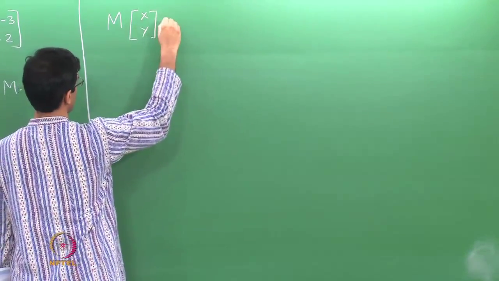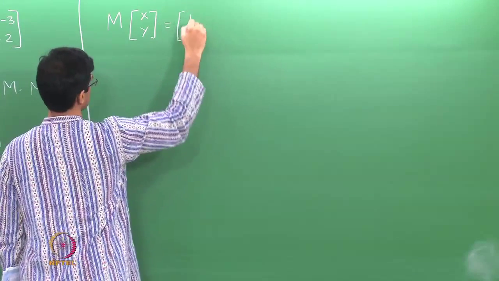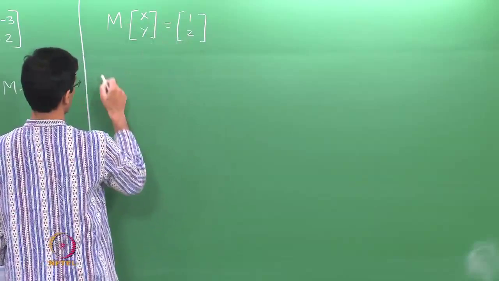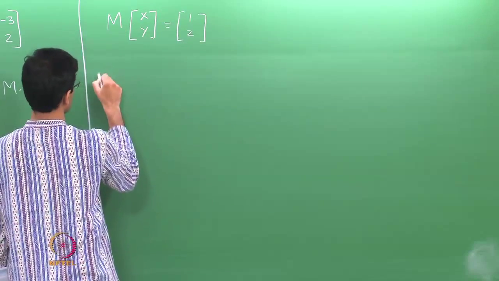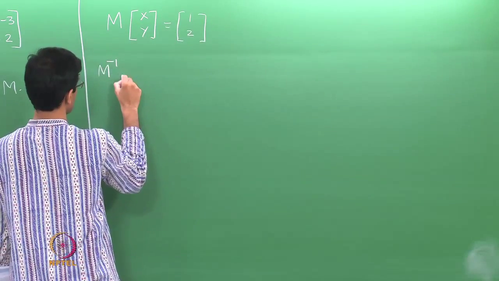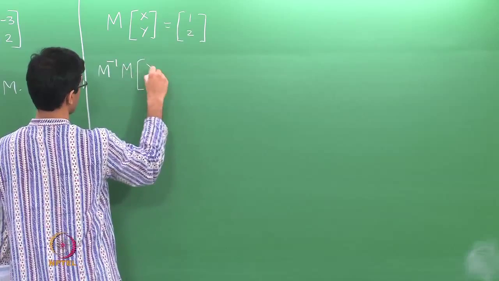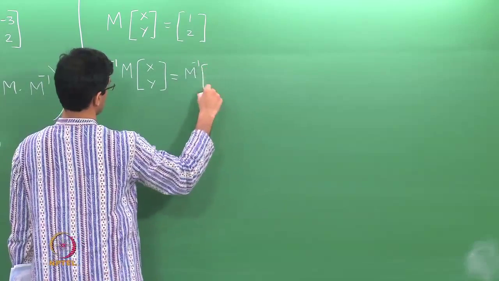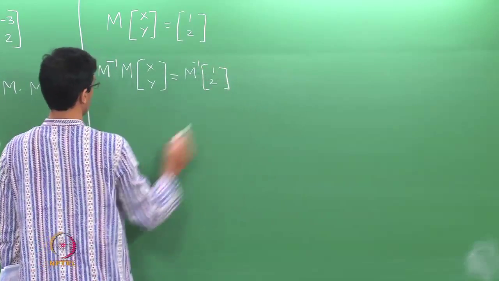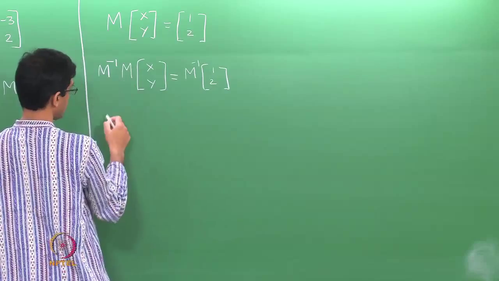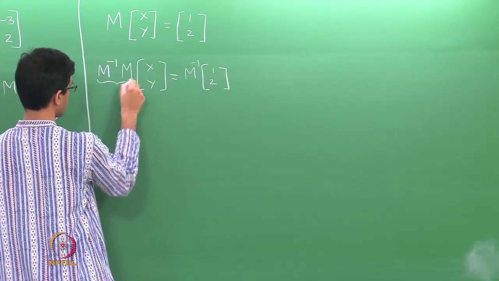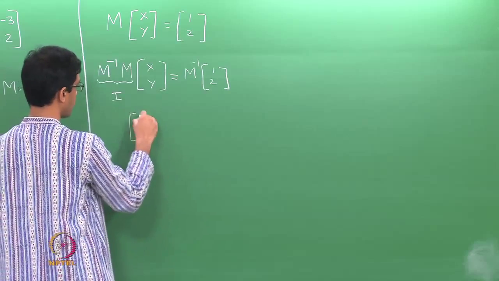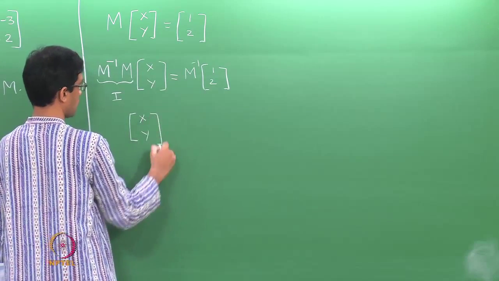It is the matrix M times the vector (x, y) equals the vector (1, 2). So, now we multiply both sides of this equation on the left by M inverse. So, this became M inverse times M times (x, y) is M inverse times (1, 2). Now, M inverse times M is the identity matrix, and the identity matrix, let's call it I, multiplying (x, y) will just give you back (x, y).